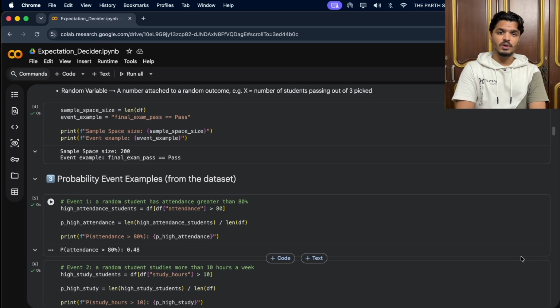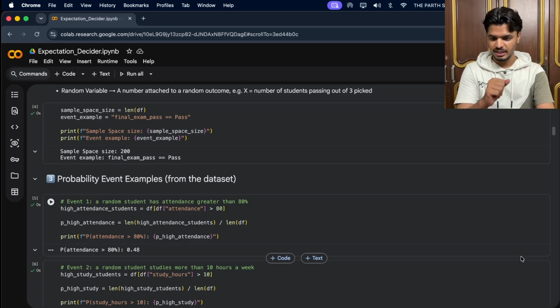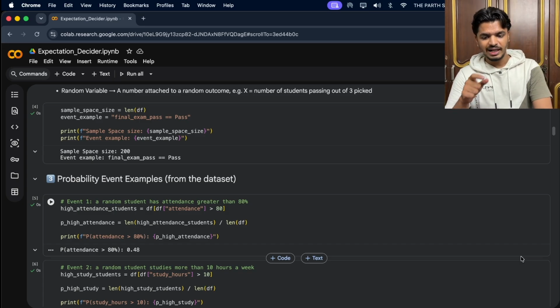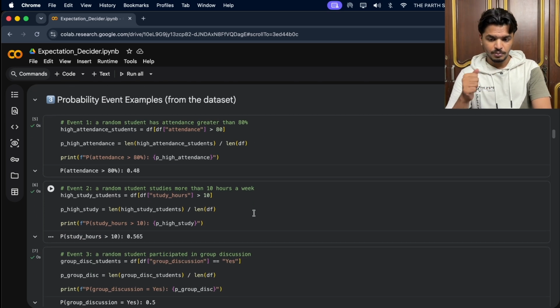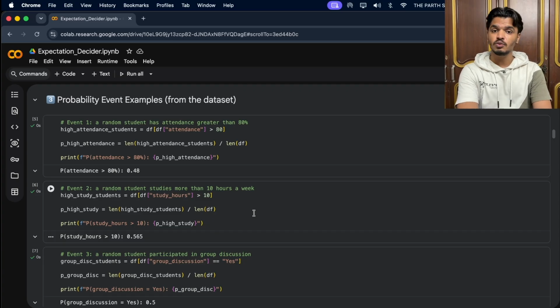Then to finish question 1, I calculated 3 separate probability events from this dataset. For example, the probability that a random student has attendance greater than 80% came to 0.48. So we can say 48% of students have attendance greater than 80%. Moving forward, the probability that a random student studies more than 10 hours a week comes to 0.565. So we can say that about 56% of students study more than 10 hours a week.